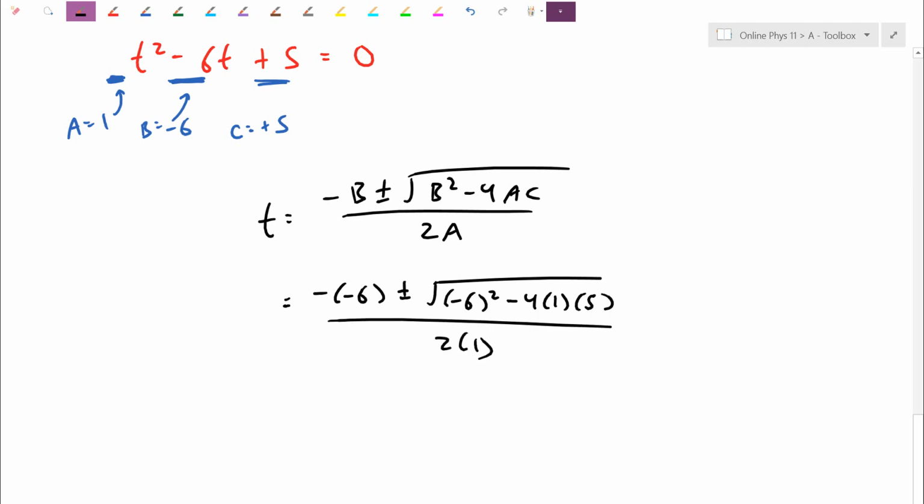You'll notice I put them in brackets so that, again, if I make a mistake later on, I can see what math I did. So b itself was a negative. I'm going to take a negative and negative, so that becomes a positive.